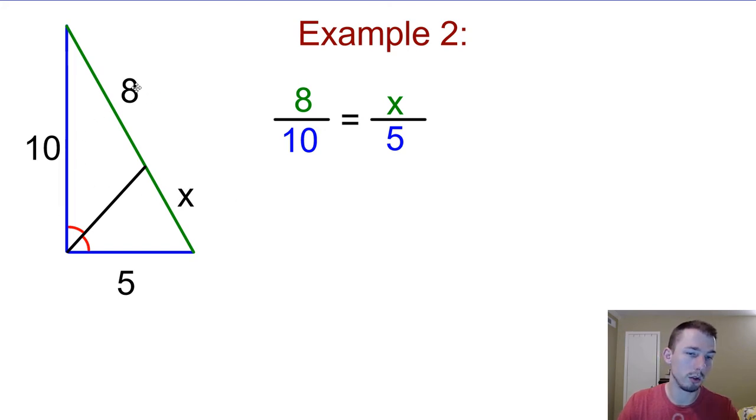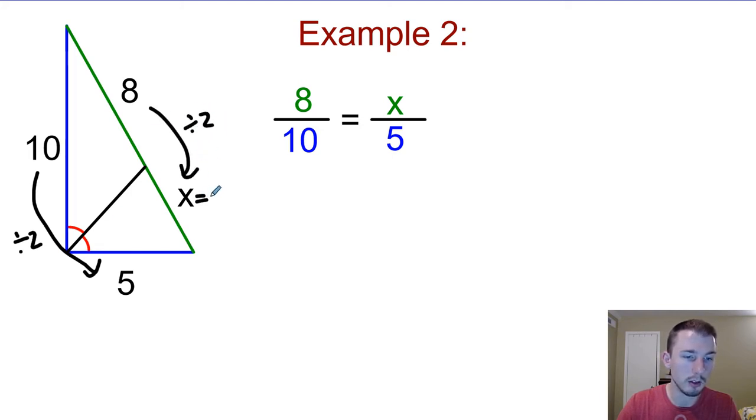Or you could notice your scale factor. So if I look here, if I'm going from 5 to 10, no, I need to do it the other way because that matches what's going up on top. So if I go from 10 to 5, I'm dividing it by 2. So if I go from 8 down here, I'm also going to be dividing by 2, which is going to give me x is equal to 4. All right, wonderful. Or you can just set up and solve the proportion.